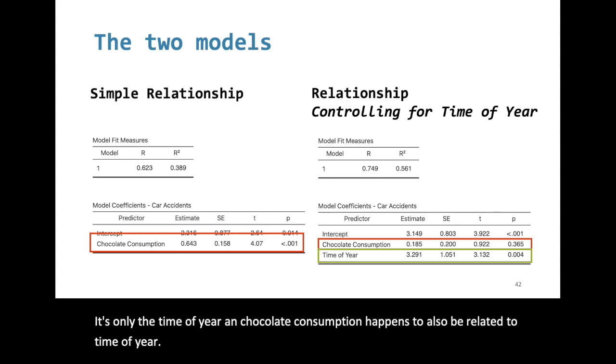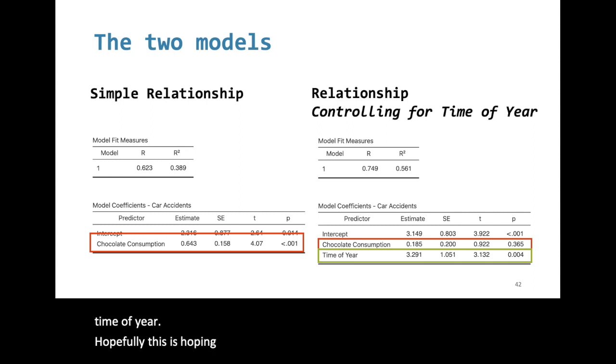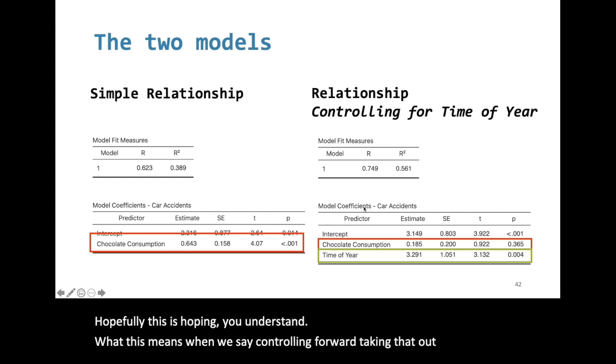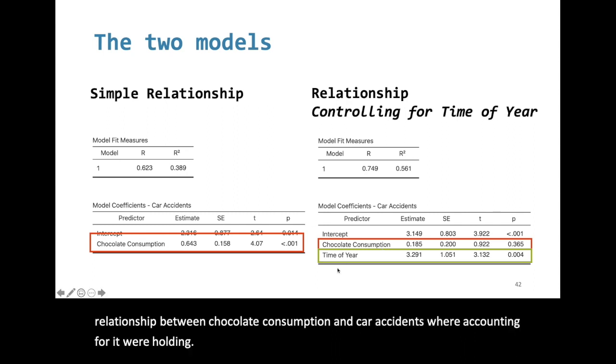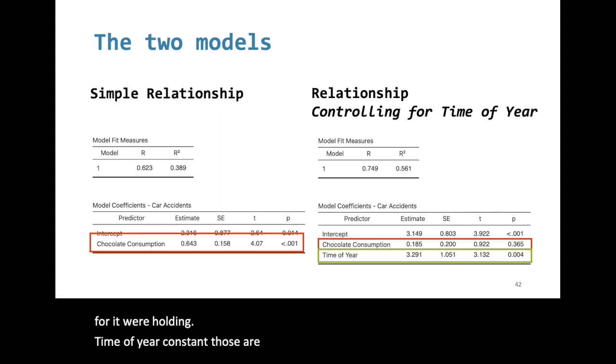Hopefully this is helping you understand what this means when we say controlling for. We're taking that out of the relationship between chocolate consumption and car accidents. We're accounting for it. We're holding time of year constant. Those are all meaning the same thing. You'll see them all in the literature. What they're trying to say is that we're accounting for it.